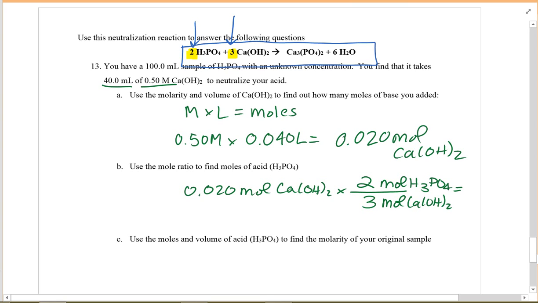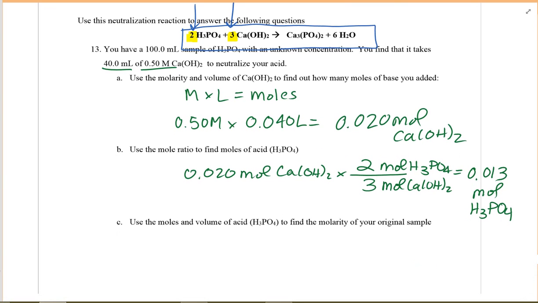That is phosphoric acid. That's commonly found in sodas. Like if you look at your can of Coke, it's got phosphoric acid in it. Okay, so 0.02 times 2 divided by 3, you end up with 0.013 moles of H3PO4, phosphoric acid.